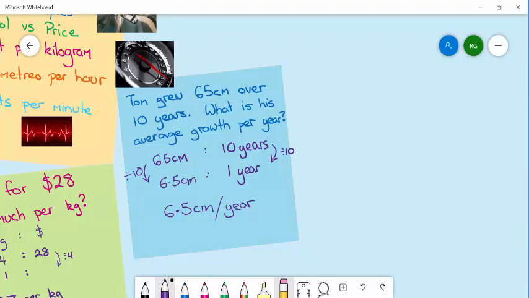Now remember, we can use the slash as per year. Now this is where it's really important to simplify, because we don't want to know how tall he grows over 10 years. We want to know it per year. So we need to simplify it down to 1 year. And that is our answer.